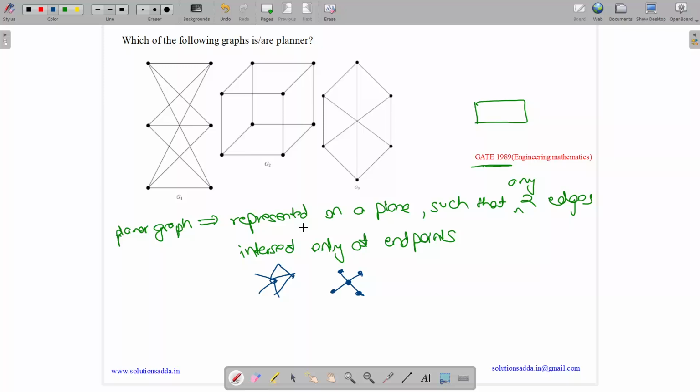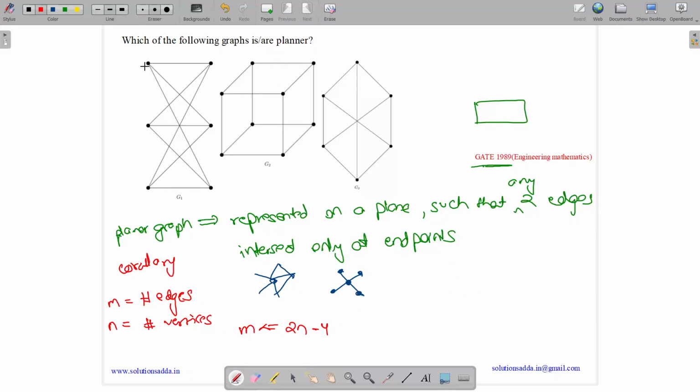So we have a very important theorem for planar graphs, which will help us in answering this question. If m is the number of edges in a planar graph, it's a corollary. If m is the number of edges and n is the number of vertices, then for a planar graph, m should be less than or equal to 2n minus 4. So let us verify this for all these graphs.